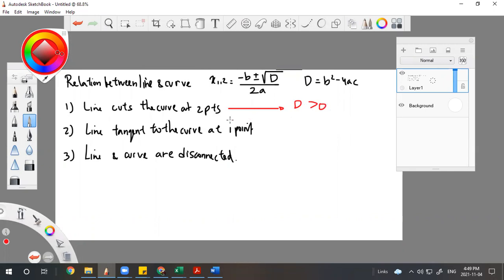If it is tangent to the curve at 1 point, the value of x is only 1, so it is plus 0 or minus 0, right? So plus 0 and minus 0 will be equal. Let's say 5 minus 0 and 5 plus 0 are also equal, it's also 5, right? So if it is tangent to the curve, d has to be equal to 0. And one more, if they are disconnected, the d will be negative. Done. That's the rule.